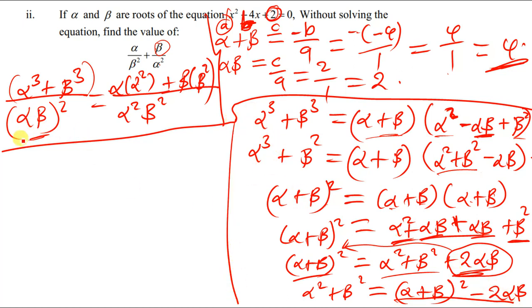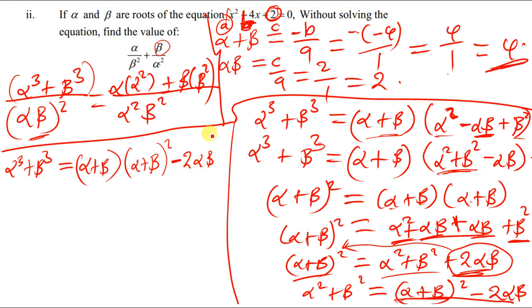So what I mean is that to find, this is supposed to be cubed, to find alpha cubed plus beta cubed, this is going to be equal to alpha plus beta, open brackets. While this part, I'm going to replace with that part. So I'm going to have alpha plus beta squared and minus 2 alpha beta.